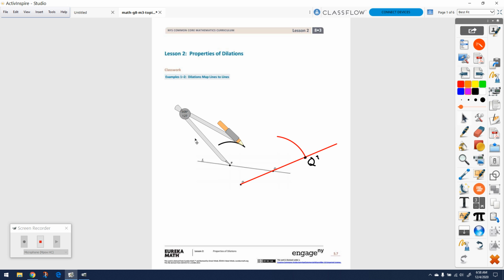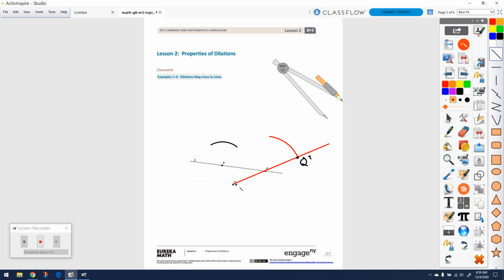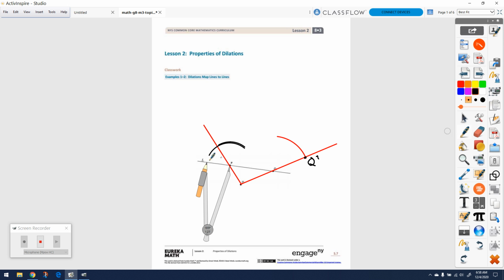Okay, now I'm going to move that out of the way and draw my straight line extending O through P. As you notice, I did not make this large enough. So let me redraw my arc. And I can see now where my next point is going to be, which is P prime.